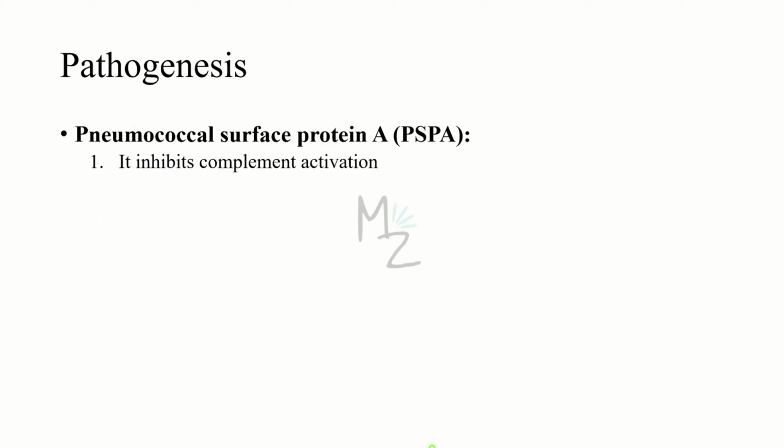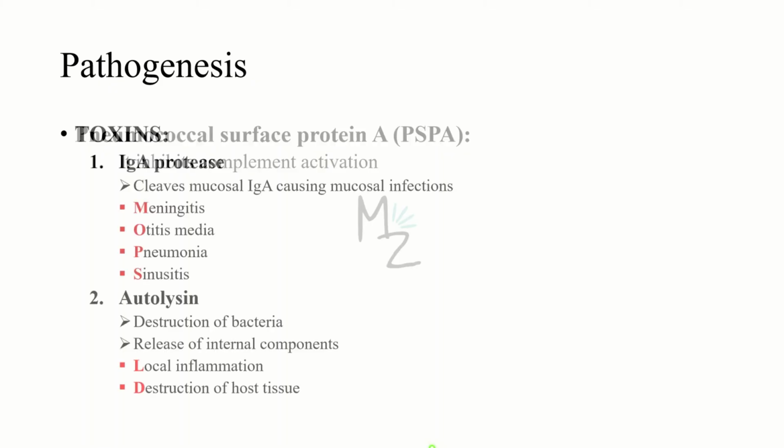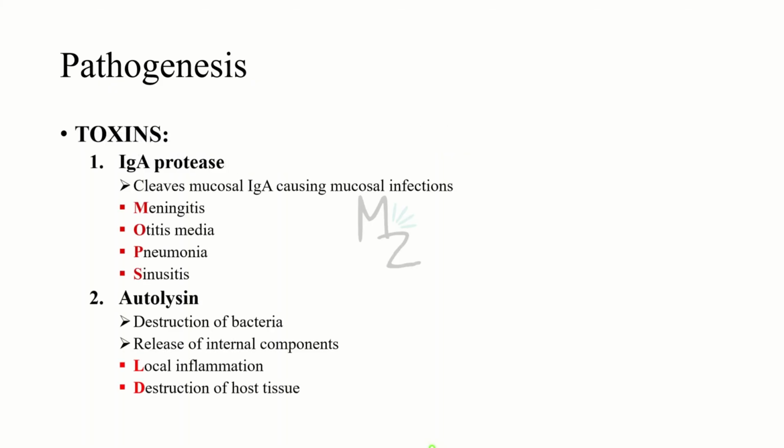Let's talk about pneumococcal surface protein A, PspA. It inhibits complement activation, like opsonization and phagocytosis, similar to the asplenia condition. Toxins. Number 1 is IgA protease. It is an enzyme that cleaves mucosal IgA, which is responsible for causing mucosal infections. And in mucosal infections, it will definitely cause inflammation.